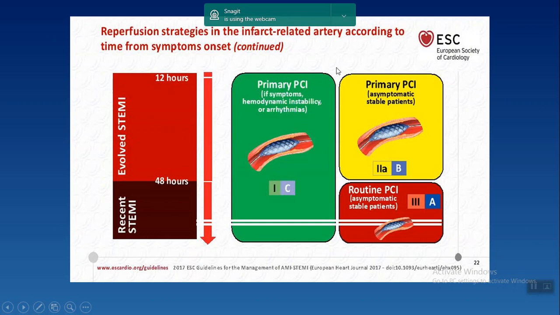After the first 12 hours from the onset of acute myocardial infarction, there is no role for fibrinolytic therapy. However, up to 48 hours, primary PCI can be offered to asymptomatic stable patients. After 48 hours, it's not recommended to do routine PCI in these patients. We call them missed STEMI. However, if the patient still has ongoing ischemic symptoms, or in case of hemodynamic instability or electrical instability, primary PCI should be offered regardless of the time from the onset of acute myocardial infarction.